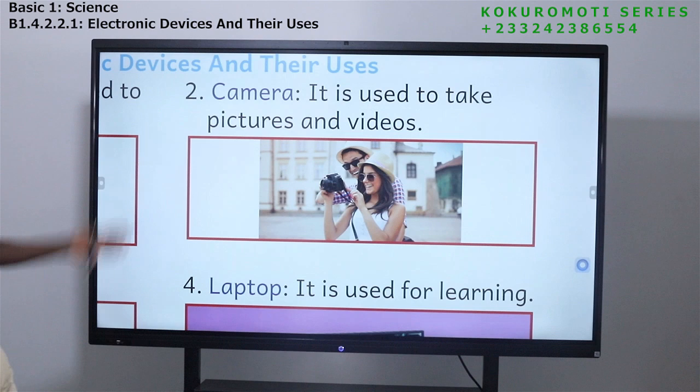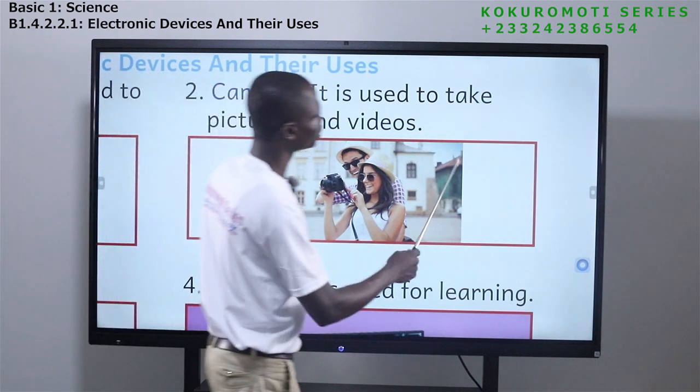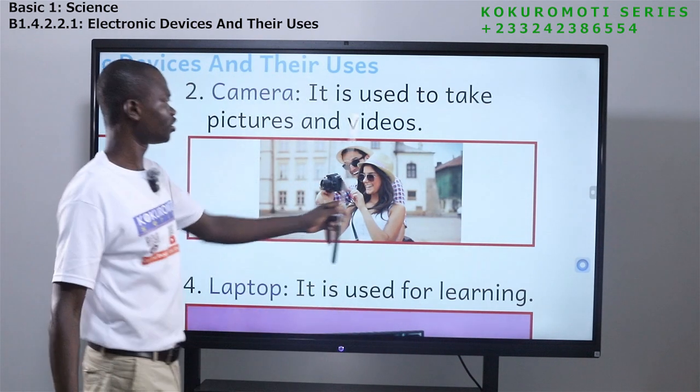Now let's come to this side. This is a camera. It is used to take pictures and videos.